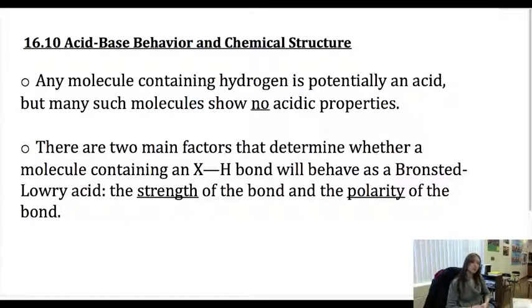So, any molecule containing a hydrogen is potentially an acid, but there are many molecules that have a hydrogen with them that have no acidic properties. And there are two main factors that determine whether your molecule with an XH bond, the X meaning anything, Cl, ClO, SO4, whatever you have there, will behave as a Bronsted-Lowry acid. There are two things you look at: the strength of the bond and the polarity of the bond, and they actually go hand in hand.